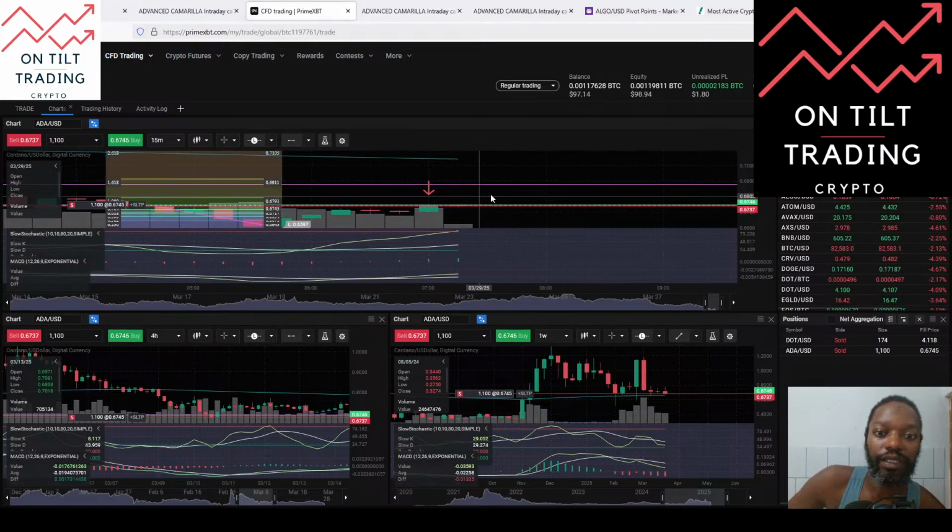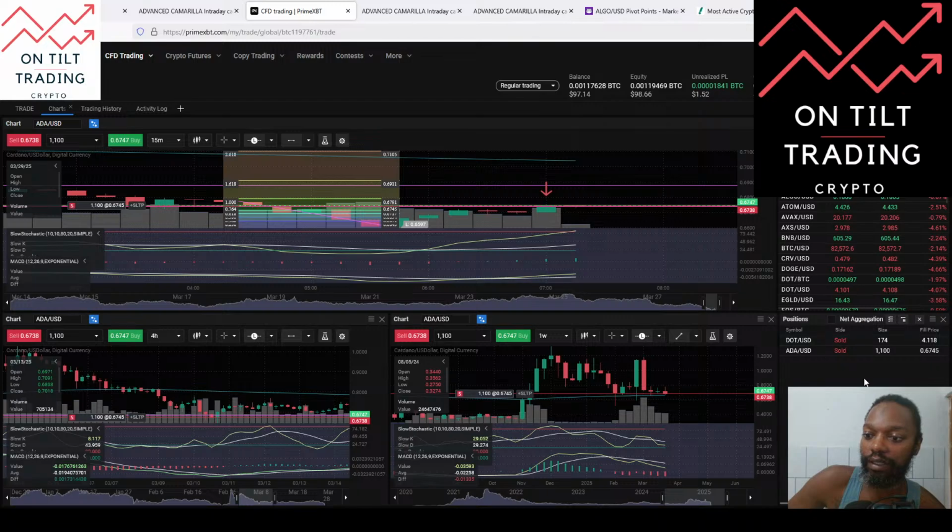So here's what I'm seeing here on the 15-minute that got me to take this position. So this is S3, and this is S4 here. This grid that you're seeing here, this is a Fibonacci retracement. So when I was seeing this, we can see the price action here sells off down below this S4 level.